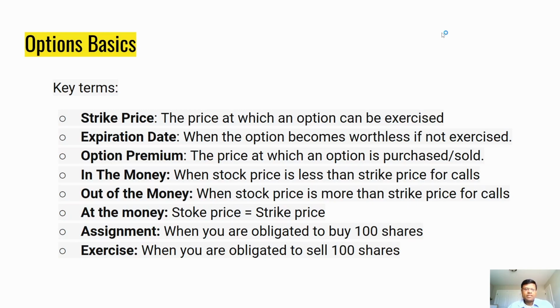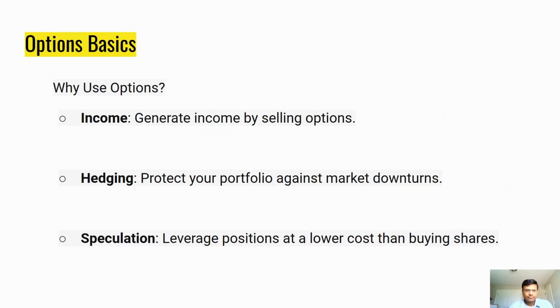Assignment. This is used when you are obligated to buy 100 shares, which is one contract. Exercise is when you're obligated to sell 100 shares, which is again one contract. Right? Some of the basic terms. And then, of course, don't worry about it too much. We will look into it in detail when we go to the actual example.